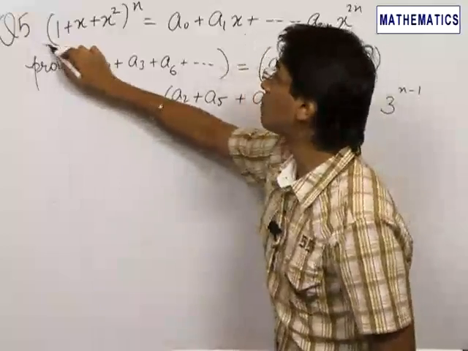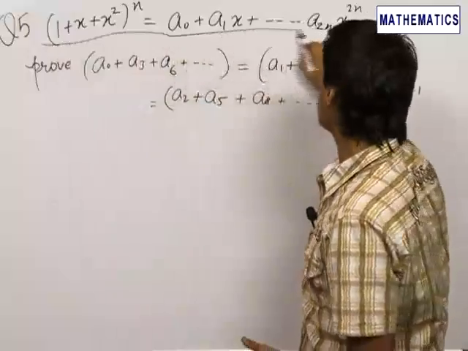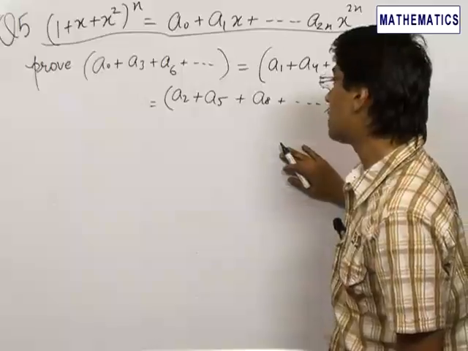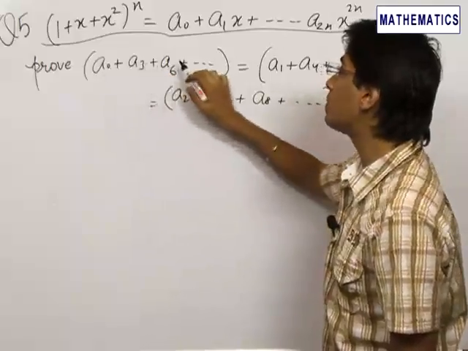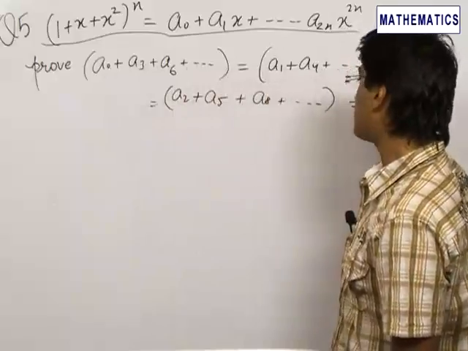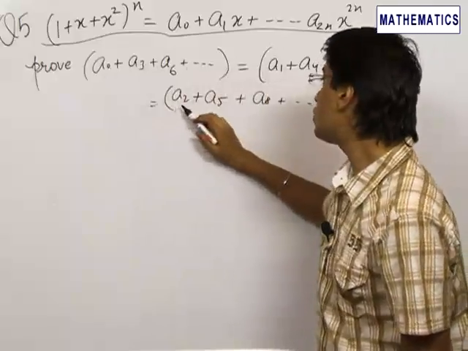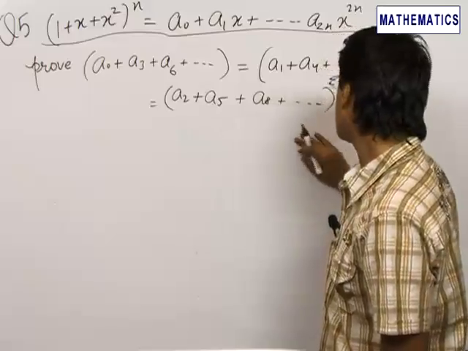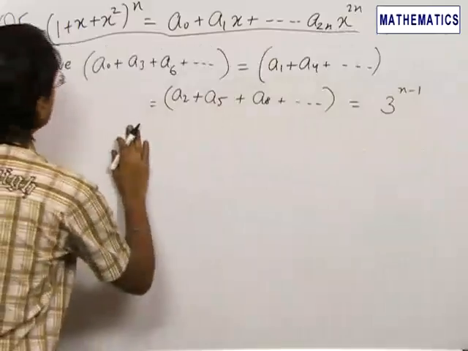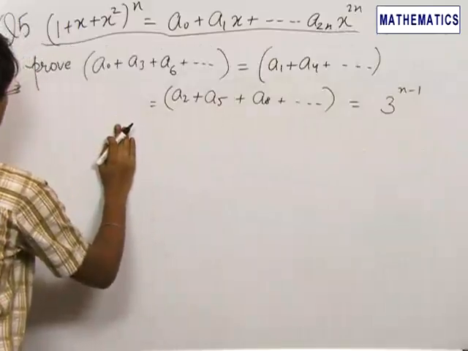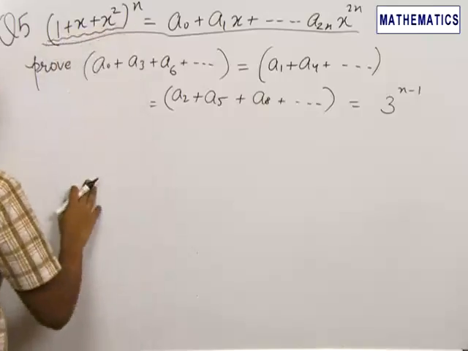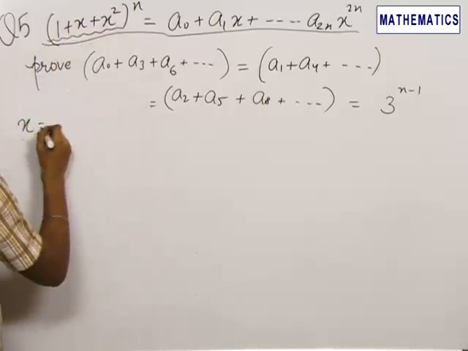We are given an expression (1 + x + x²)^n = a0 + a1x up to a2n x^2n, and we need to prove that a0 + a3 + a6 up to the last term is equal to a1 + a4 + a7 up till the last term, is equal to a2 + a5 + a8 up till the last term, is equal to 3^(n-1). So what we need to do is, since we have the term 1 + x + x², let us put x equals omega.